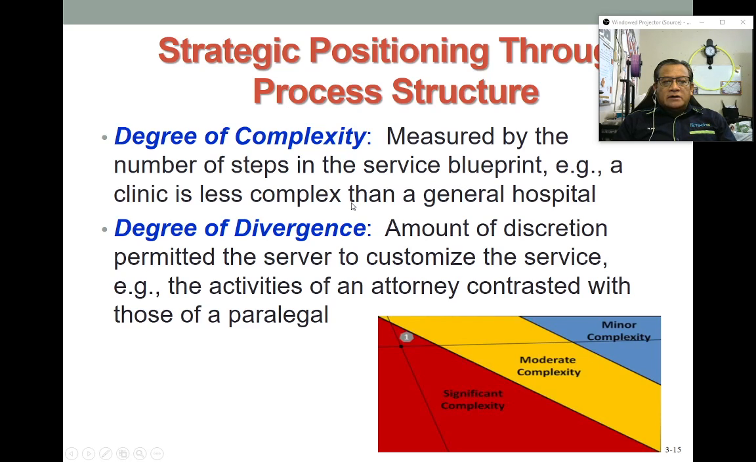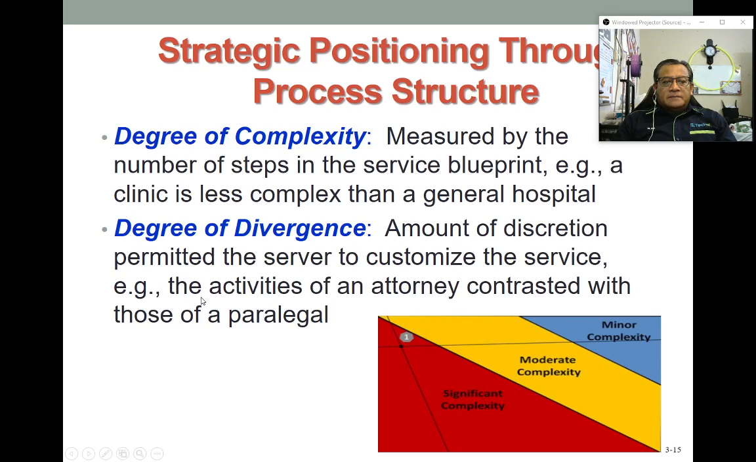If we look at the healthcare industry, a normal clinic is less complex compared to a general hospital. The general hospital provides so many various services, so it is categorized as more complex compared to a simple standalone clinic.